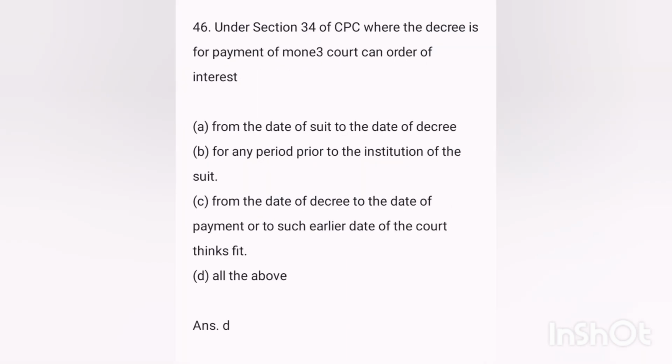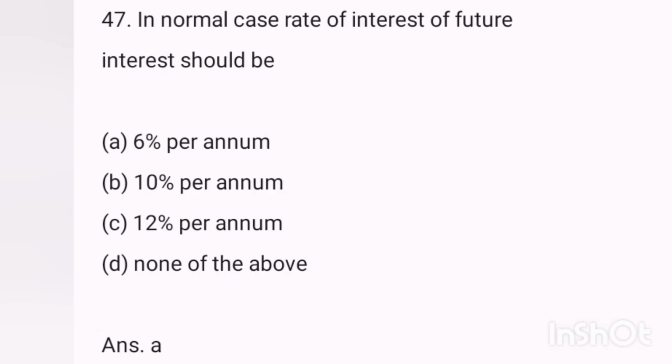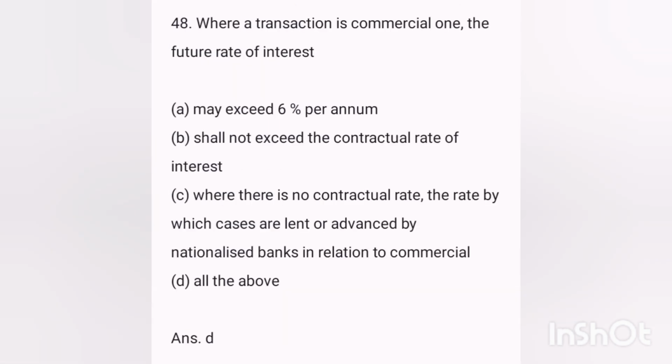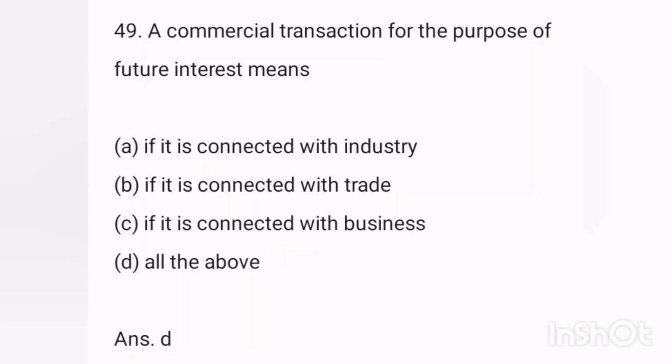Next, under Section 34 of the CPC, where the decree is for payment of money, the court can order interest. Answer was D, all of the above. Next, in the normal case, the rate of future interest should be. Answer was A, 6% per annum. Next, where a transaction is commercial, the future rate of interest. Answer was D, all of the above. Next, a commercial transaction for the purpose of future interest means. Answer was D, all of the above.